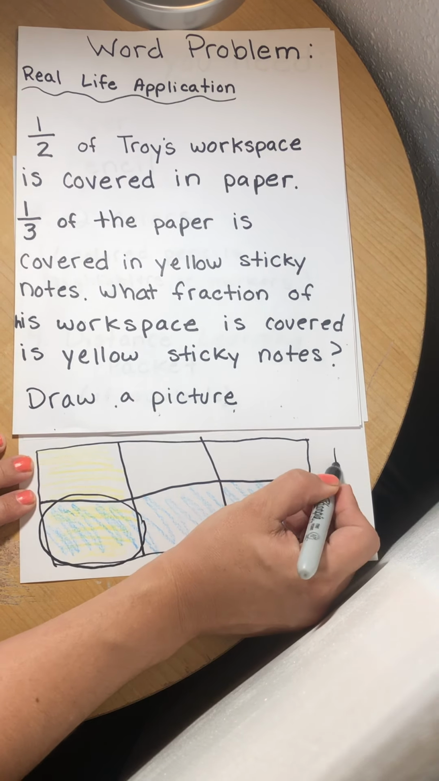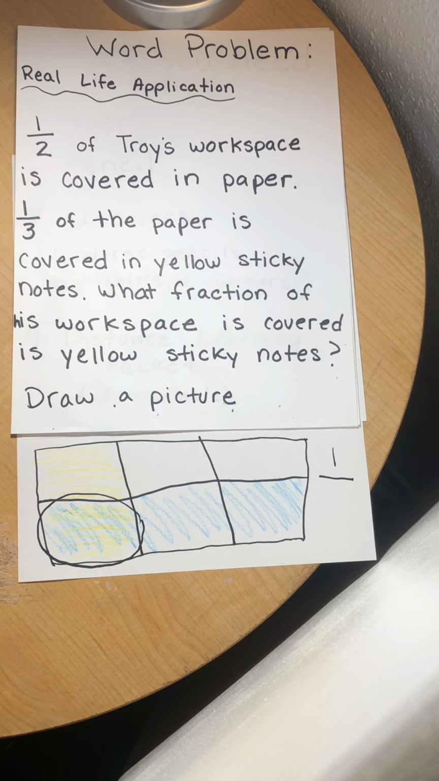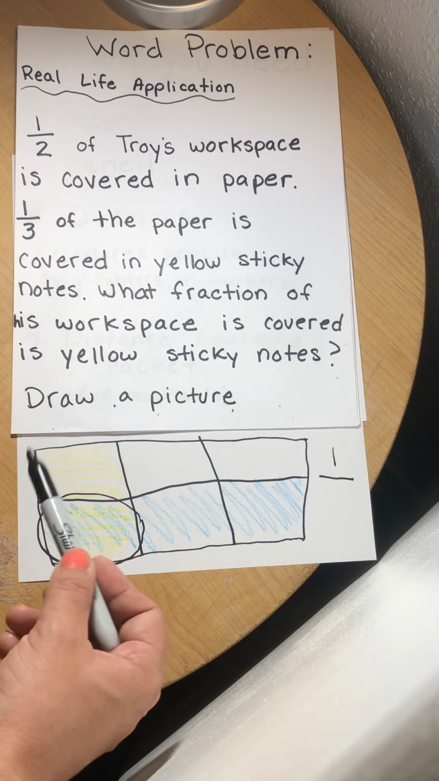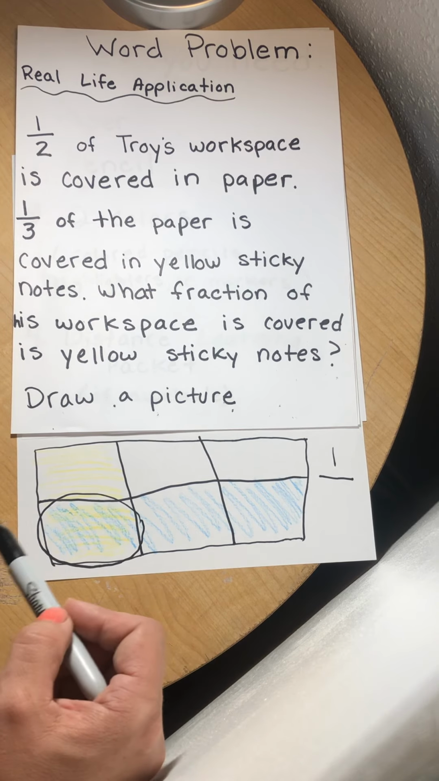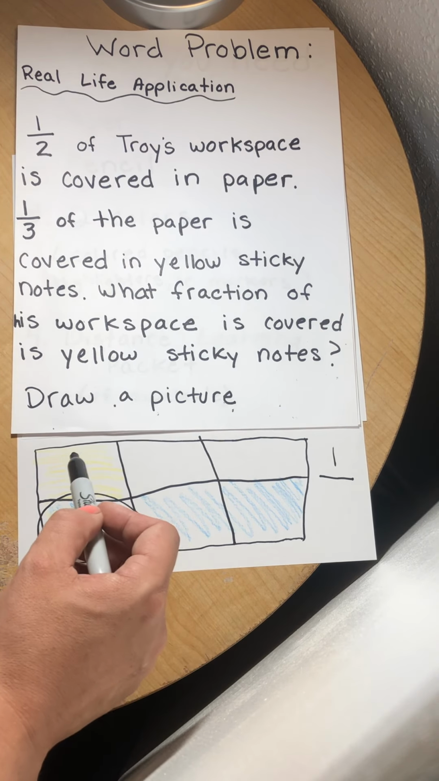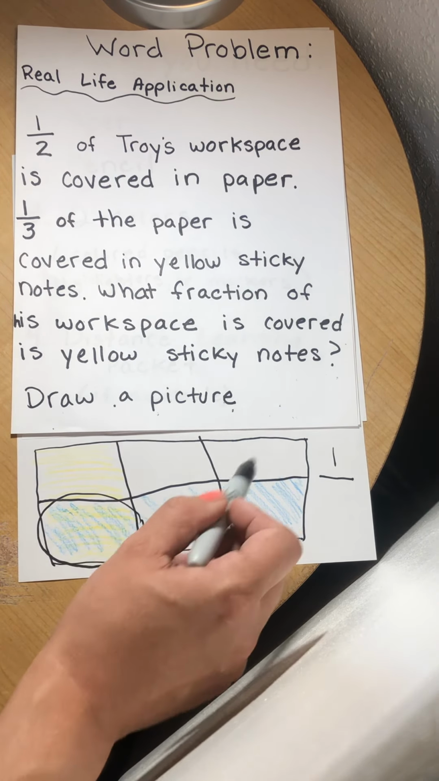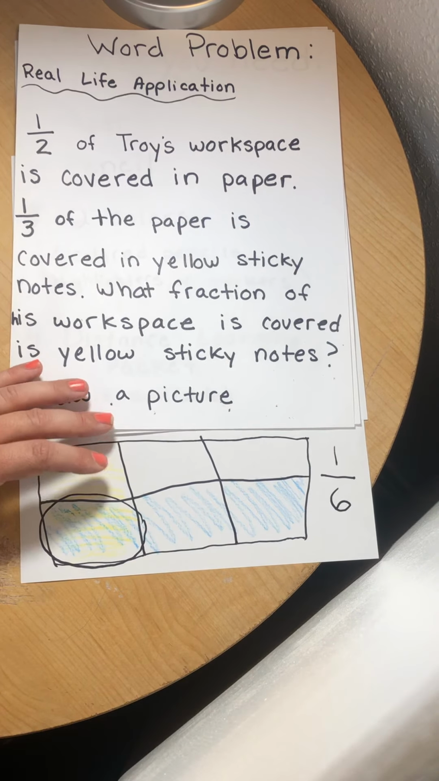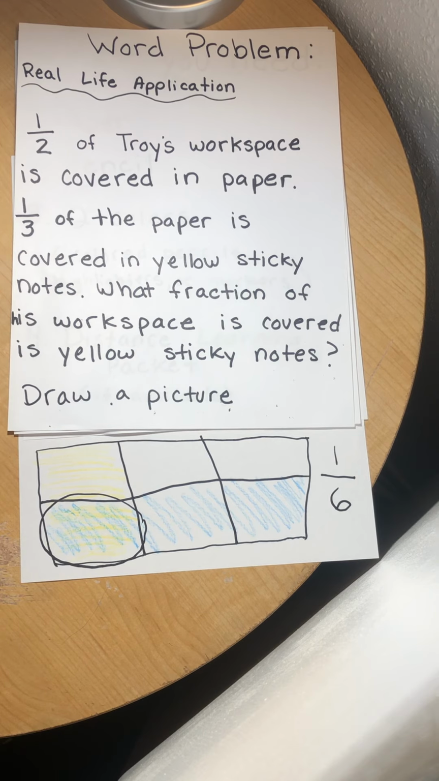So 1 would be our top number, and then we're going to count all of the boxes, and that will be our bottom number. 1, 2, 3, 4, 5, 6. 6 boxes. So 1/6 is the fraction of his workspace that is covered in yellow sticky notes.